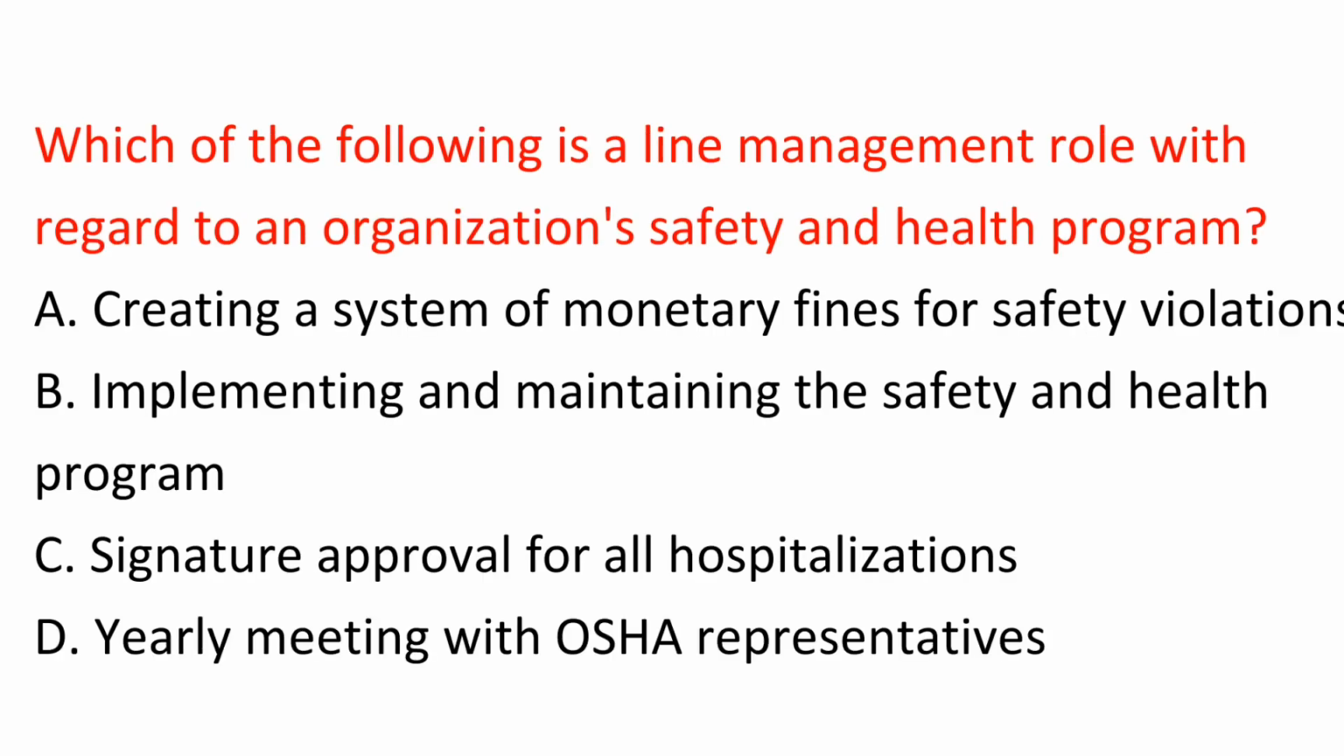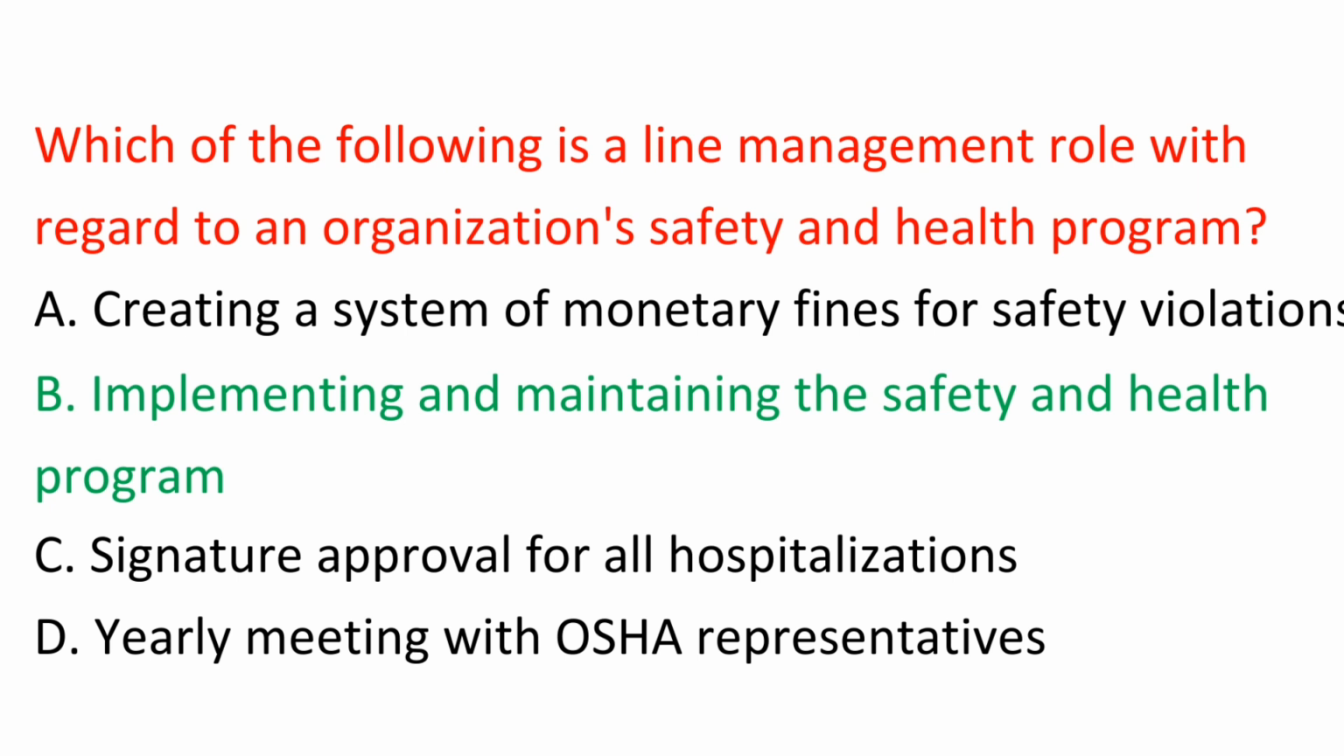Question. Which of the following is a line management role with regard to an organization's safety and health program? A. Creating a system of monetary fines for safety violations. B. Implementing and maintaining the safety and health program. C. Signature approval for all hospitalizations. D. Yearly meeting with OSHA representatives. Answer. B. Implementing and maintaining the safety and health program.